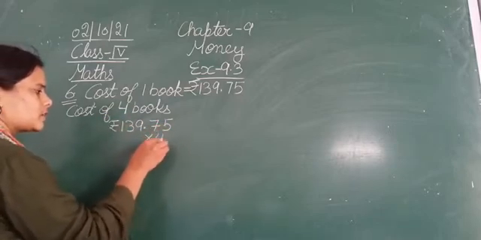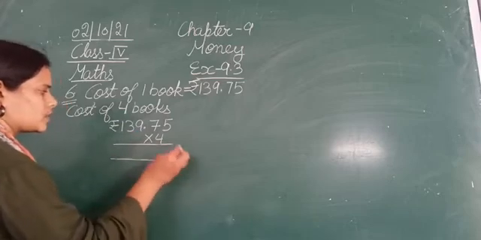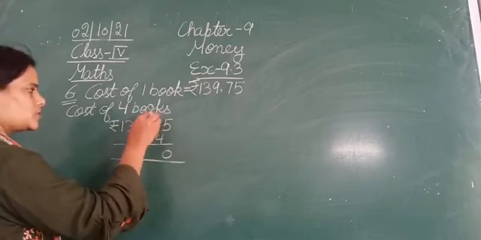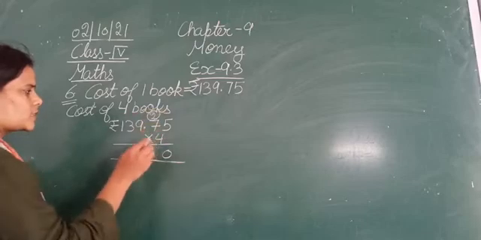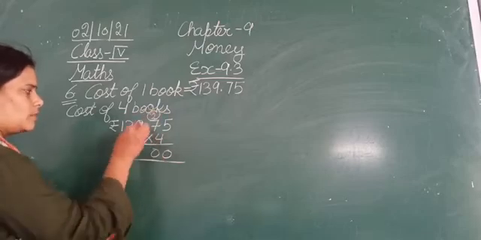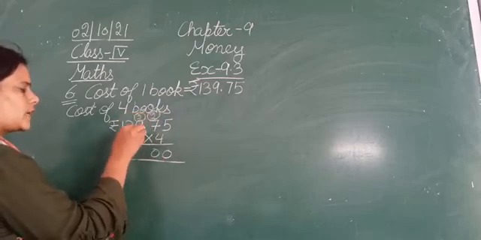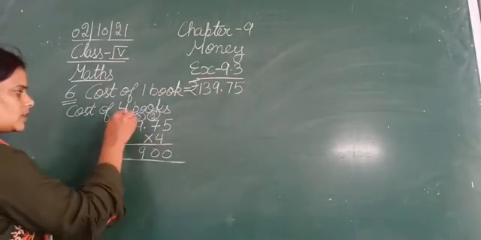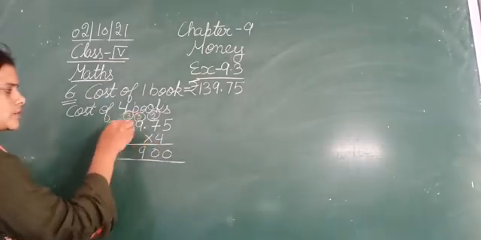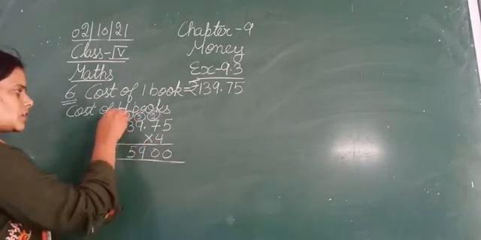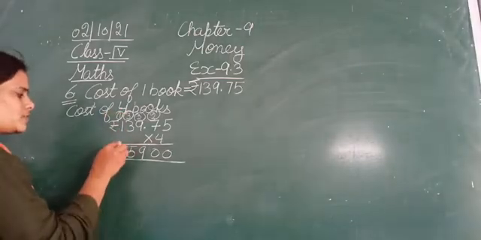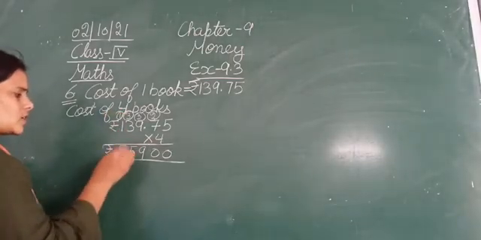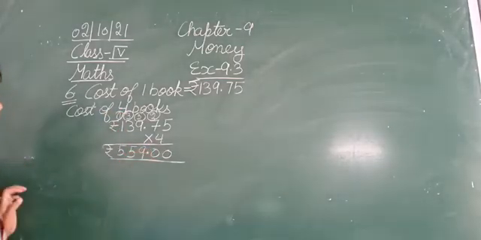Multiply by 4. 4 5s are 20, 0, carry 2. 4 7s are 28 plus 2, 30. 4 9s are 36 plus 3, 39, 3. 4 3s are 12 plus 3, 15. 4 1s are 4 plus 1, 5. So this is 559 rupees. The cost of 4 books is 559 rupees.